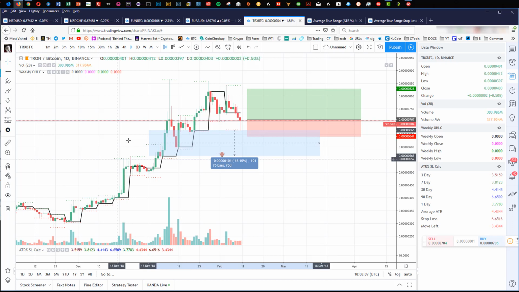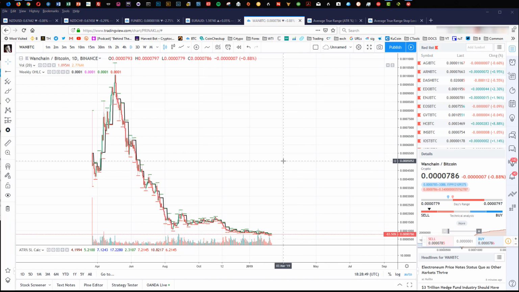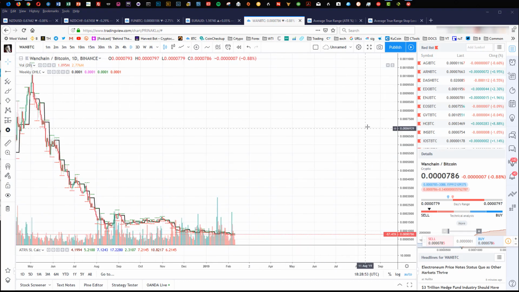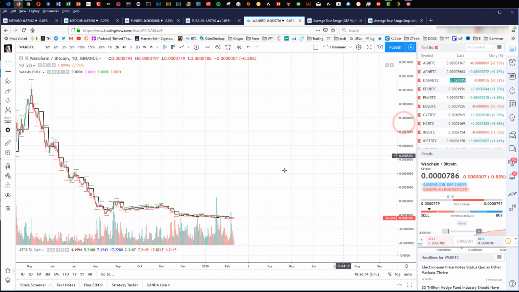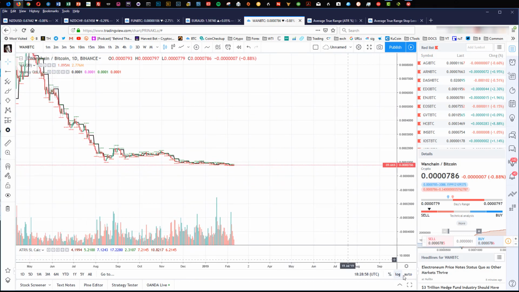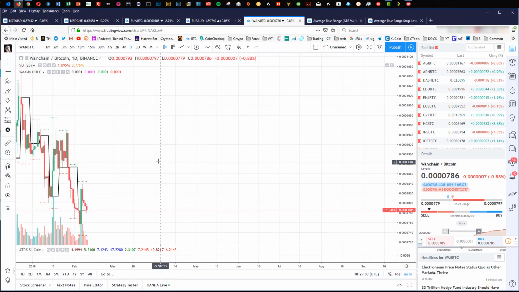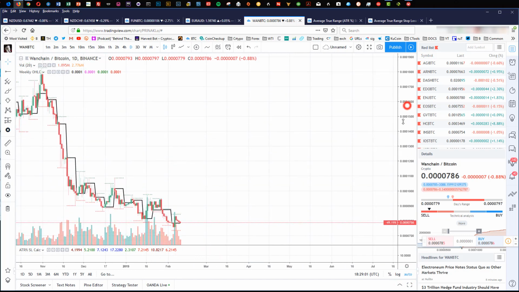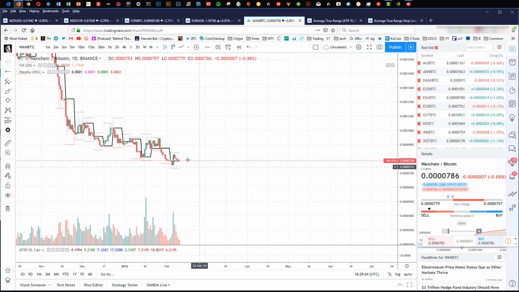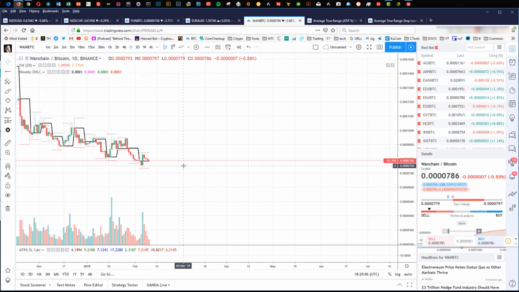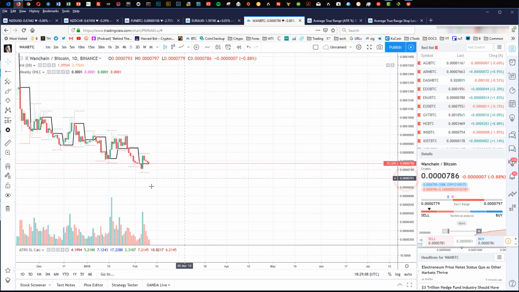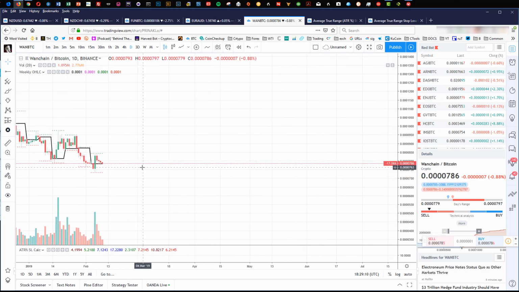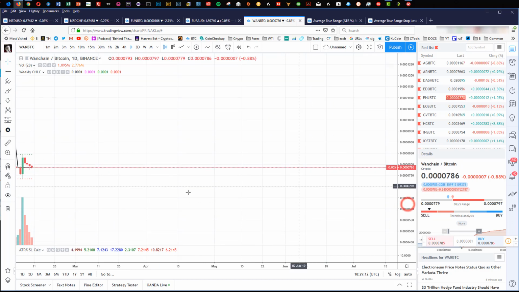So let's go to one more chart. Here we are looking at WAN, WAN chain, BTC on the 1-day time frame. This popped up on a scanner recently, and ordinarily I would have been trading this as a scalp, back before I changed my trading style. Now I think why it popped up on the scanner is, as we see, it is approaching.